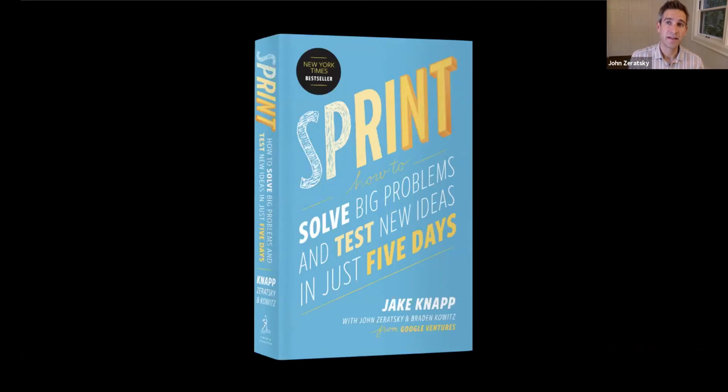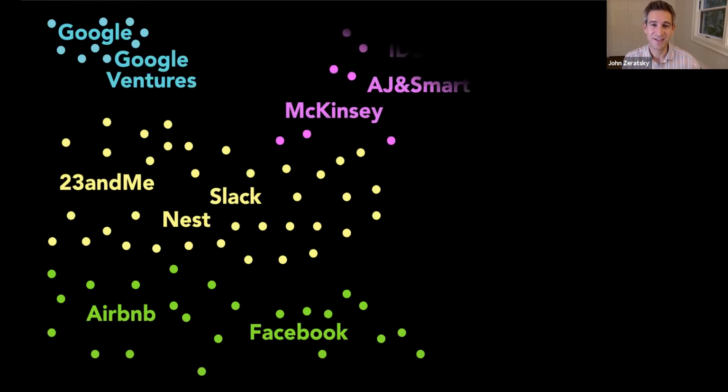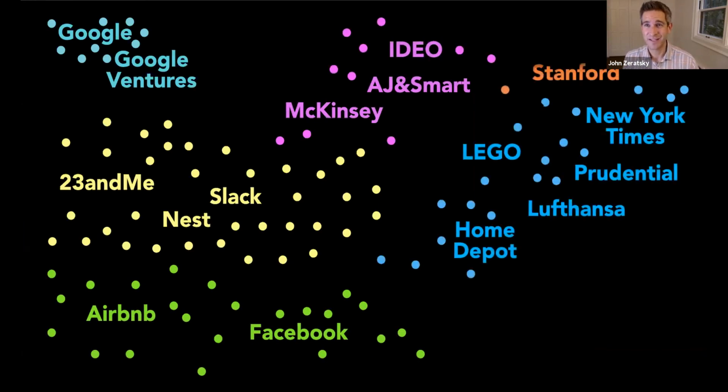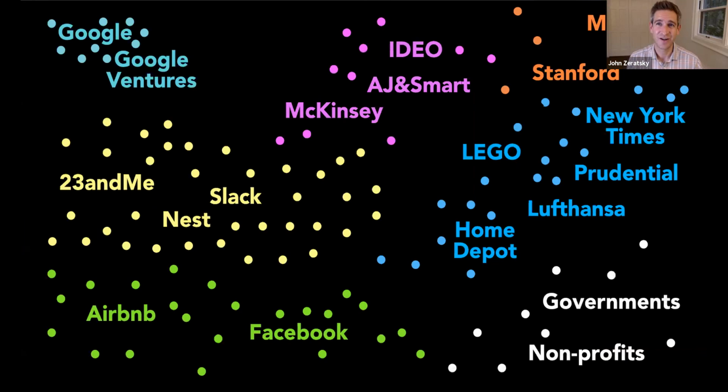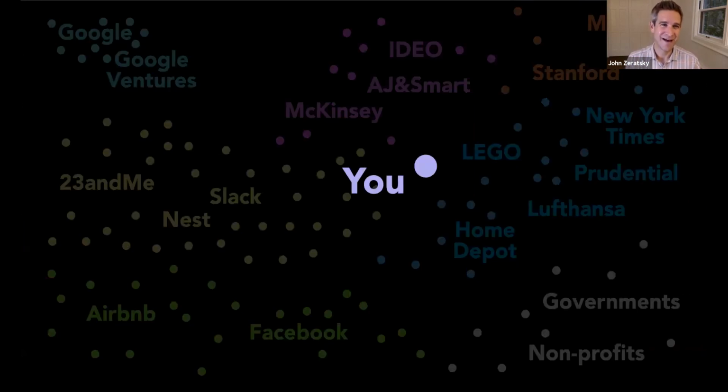In 2016, we published our book, Sprint. And since then, we have seen this process spread to thousands of teams around the world, not just startups, but big tech companies and agencies and consultancies and large corporations and universities and governments and nonprofits. My hope is that we will be able to add your dot to this map, that wherever you go on to work, whatever kind of projects you start, you'll consider using a design sprint, and we'll put your dot on this map.